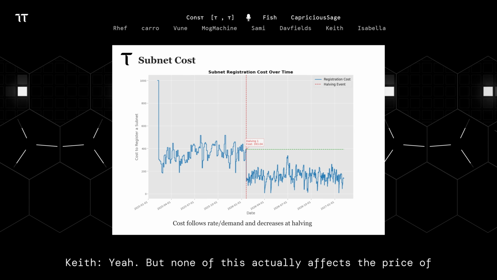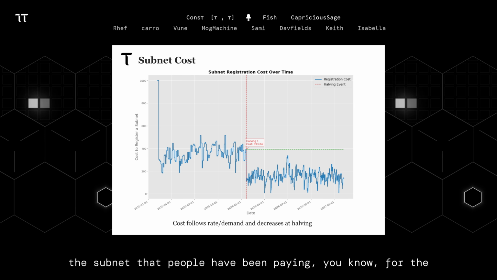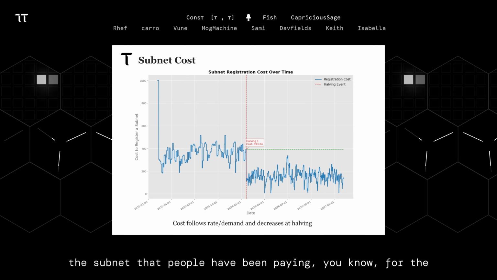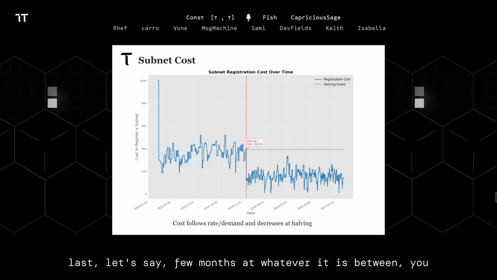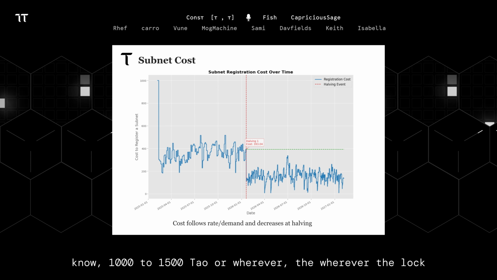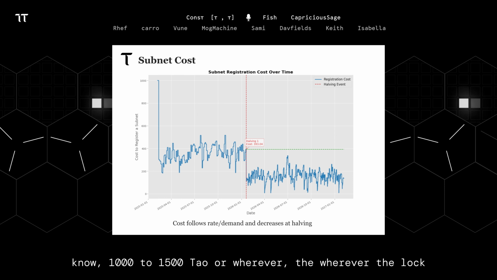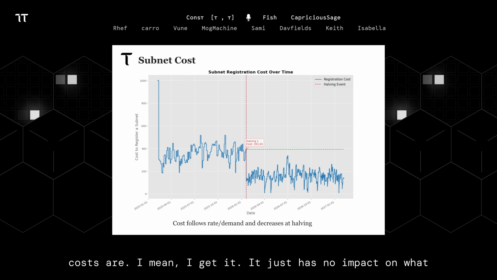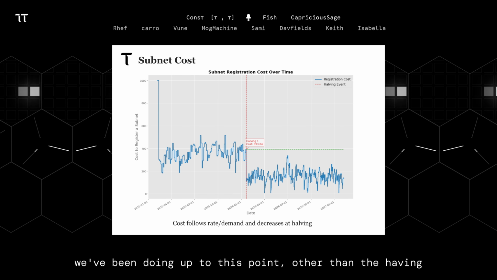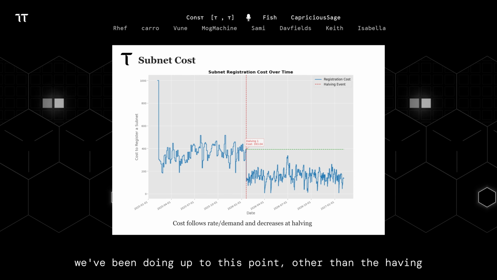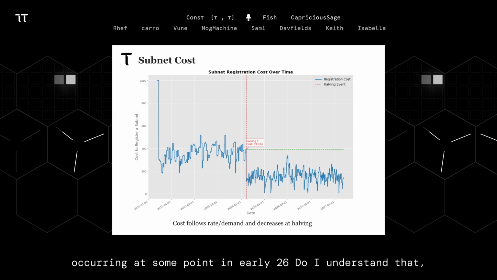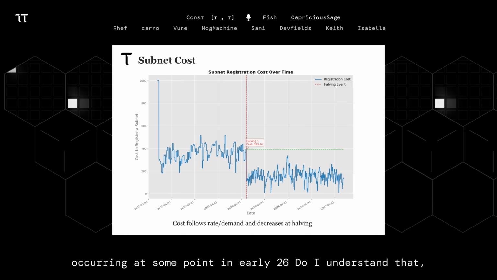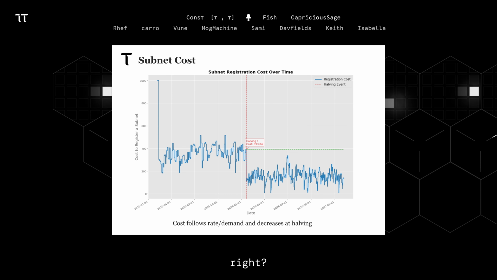Yeah, but none of this actually affects the price of the subnet that people have been paying for the last, I don't know, let's say few months, at whatever it is, between 1,000 to 1,500 TAO or wherever the lock costs are. I mean, I get it. It just has no impact on what we've been doing up to this point, other than the halving occurring at some point in early 26. Do I understand that right?